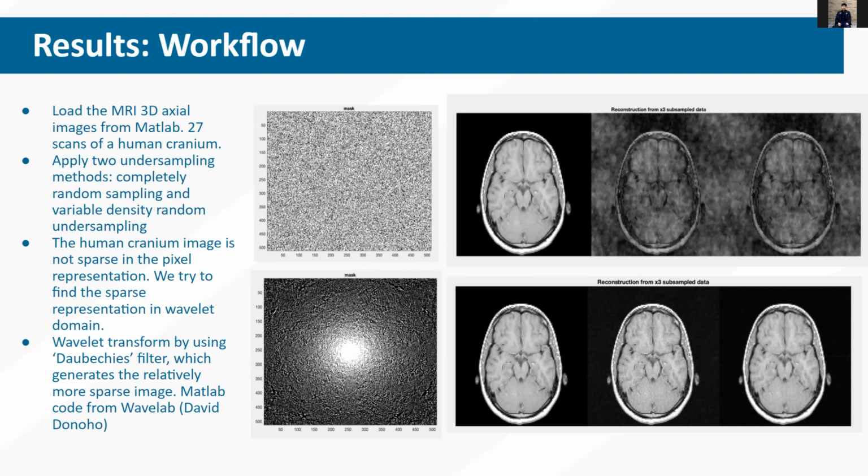Another really important point we have already mentioned is that natural biological images are not sparse in pixel representation. And to remind you, sparsity here means images have few significant pixels with non-zero values. So we perform the wavelet transformation using the DB filters, which generate relatively more sparse images compared to other filters, such as Haar filters.